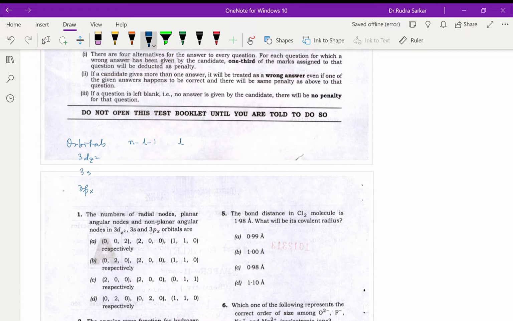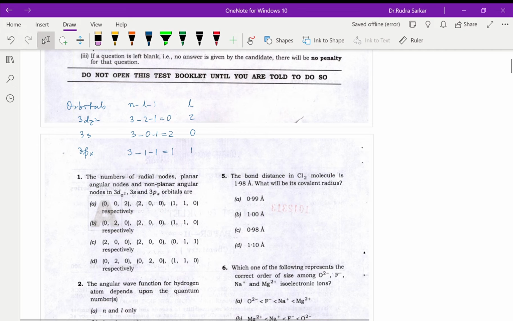Okay. So over here orbitals, say it is 3dz square, so it will be n value 3 for d, l value is 2, minus 1, so that means it is going to be 0, and l value we have 2. 3s for s, l value is 0, over here minus 1, that means 2. For 3p, l value for p is 1 minus 1, so it is 1. So these are the numbers we have to find out.